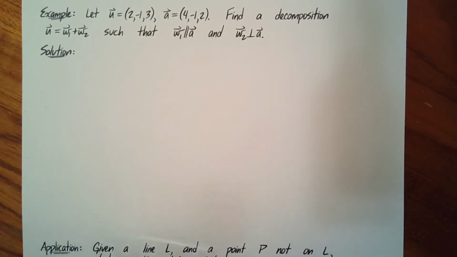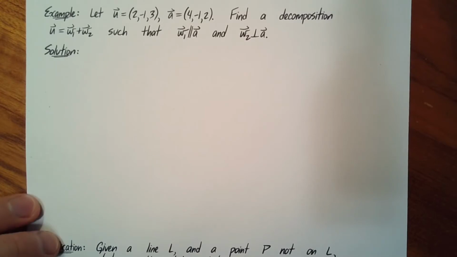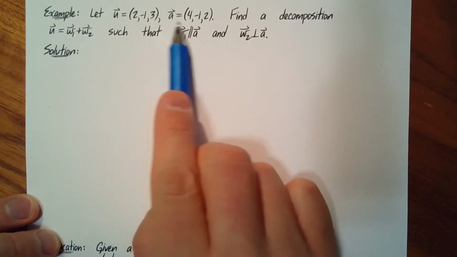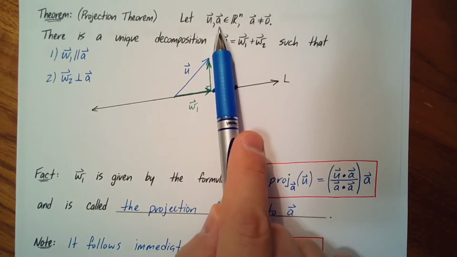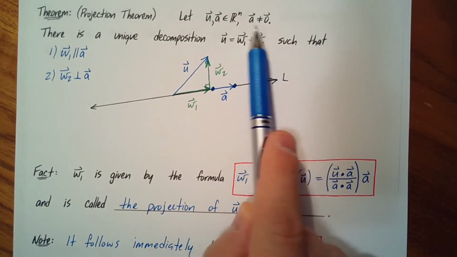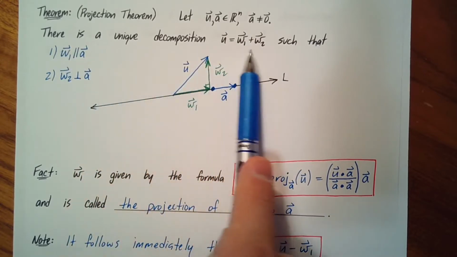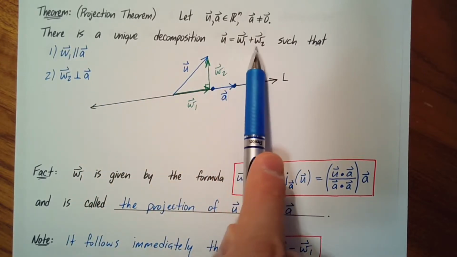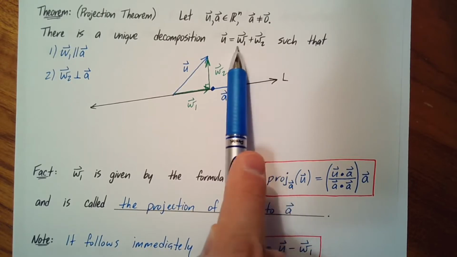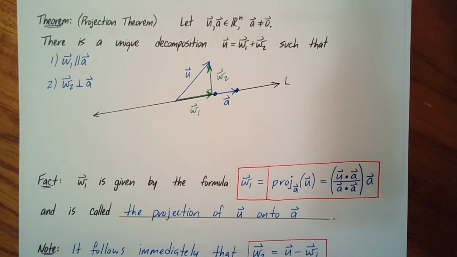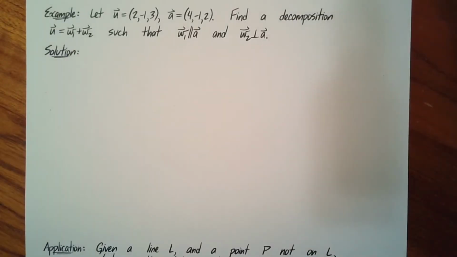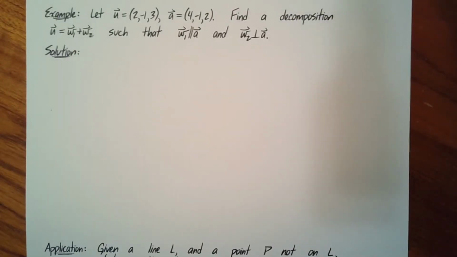So, okay, great. We can do that. Why do we know for sure that's possible? Well, simply because a is non-zero. That's why it's guaranteed by the projection theorem, right? Because u and a can be any vectors in Rn, as long as a is not equal to 0, there's guaranteed to be a unique decomposition. You can break u up into w1 plus w2. There's guaranteed to exist some choice of vectors w1 and w2 such that both of these conditions are satisfied. And that's exactly what's asked for in this example. So we'll use the projection theorem to do it.